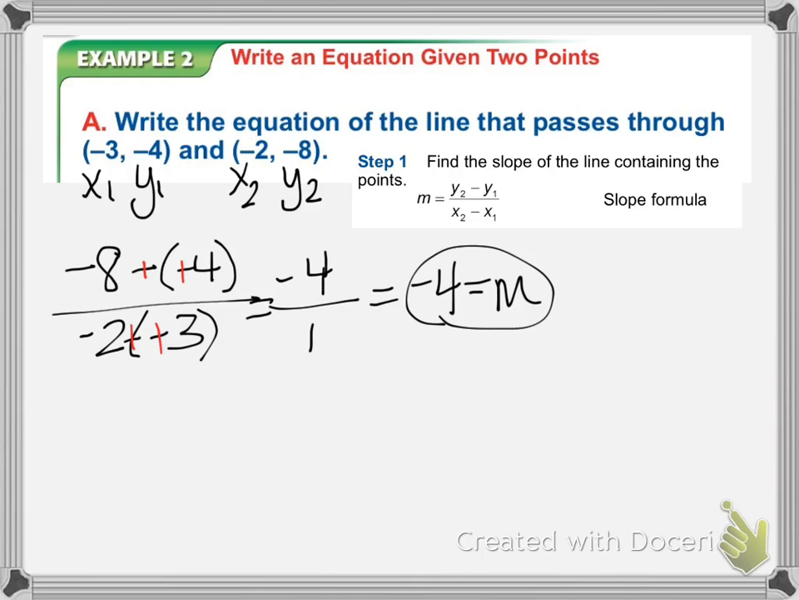Okay, so now that you have your m, you need to find b. In order to do that, remember in the first 2 examples we were given a specific point. Now you're given 2 points. Well, since both of those points are on the line, all you have to do is just pick a point. It doesn't matter which one you pick, you will end up with the same answer. So let's just pick the first one, negative 3, negative 4, okay?